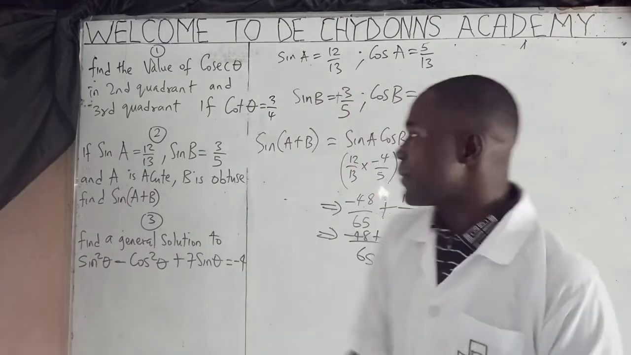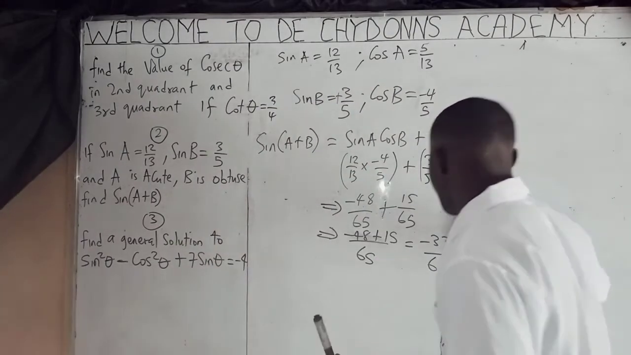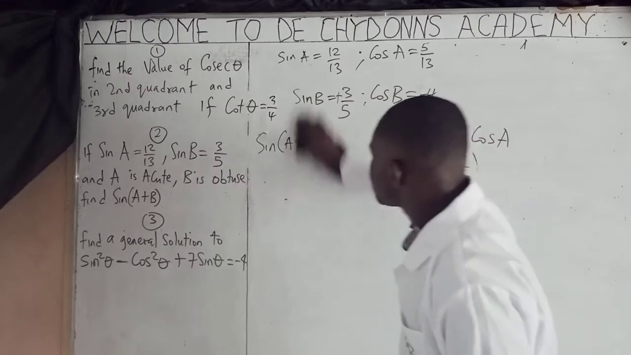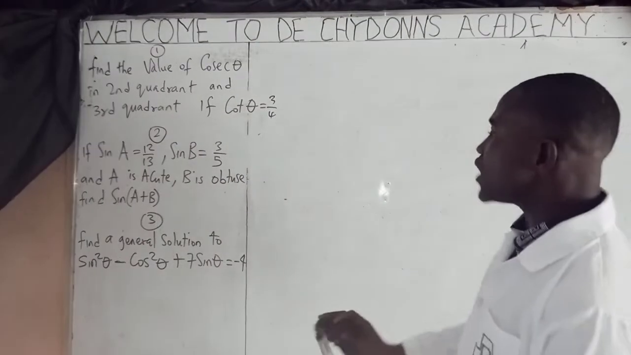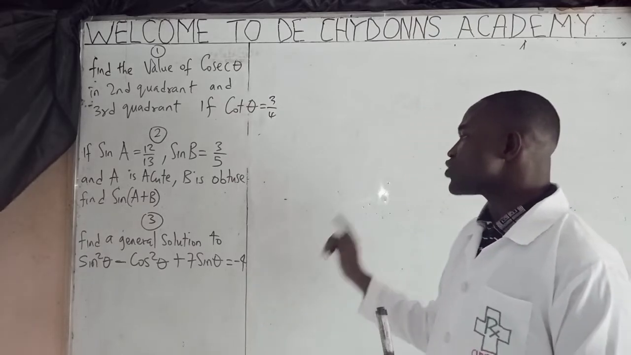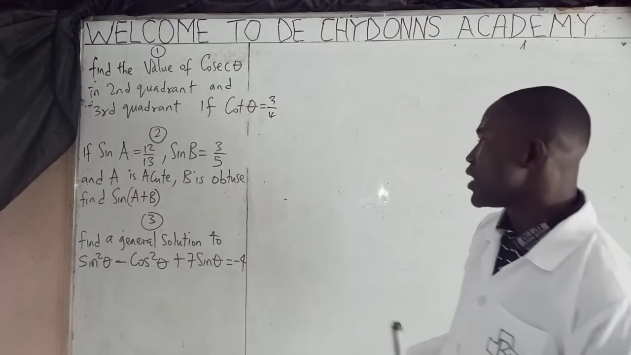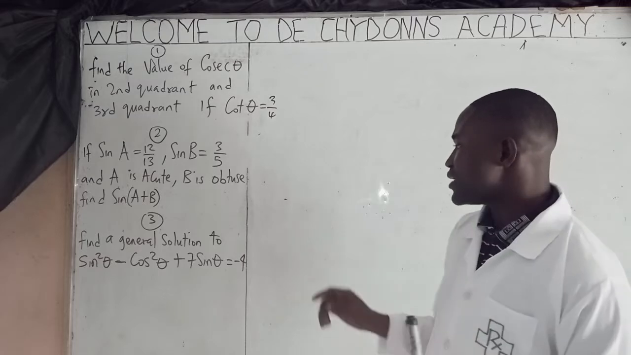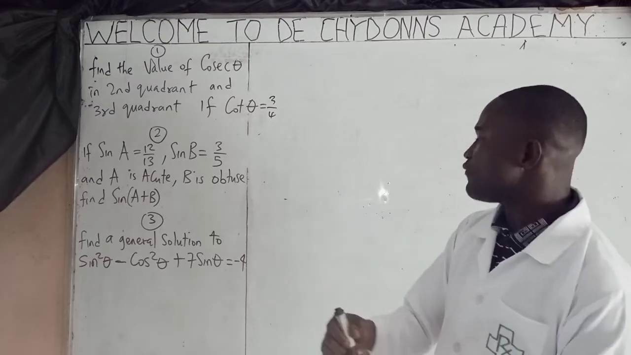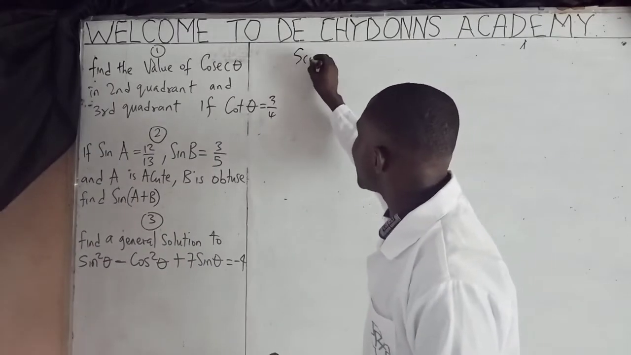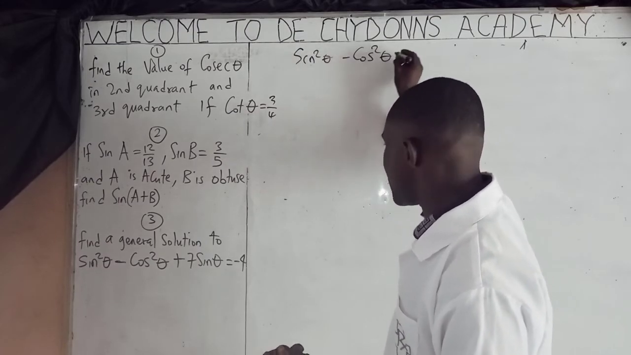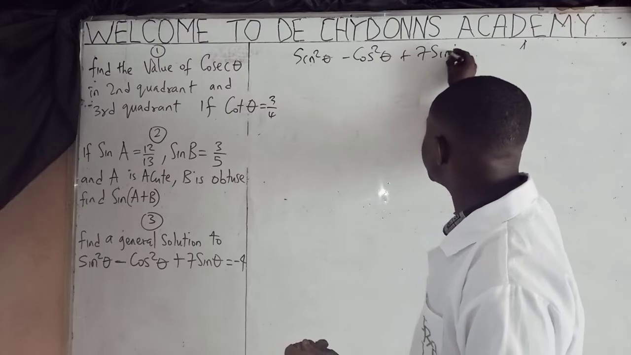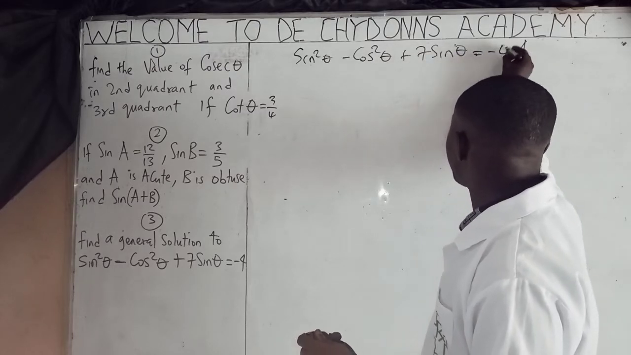We go to question number 3, the last but not the least. In question number 3, they say find a general solution to sin squared theta minus cos squared theta plus 7 sin theta equal to minus 4. We write sin squared theta minus cos squared theta plus 7 sin theta equal to minus 4.